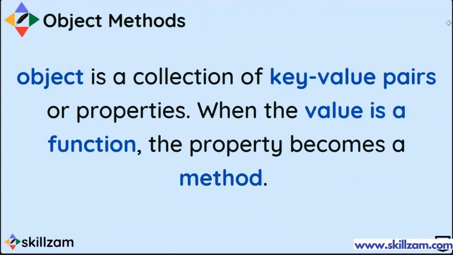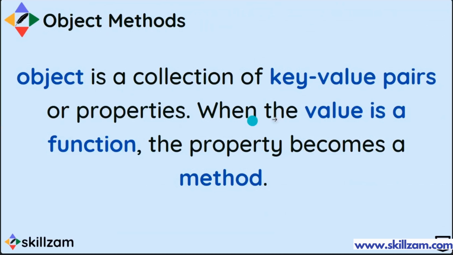So what are these object methods? Why do we need them, and what do we understand by them? Object methods are a collection. An object, as we have already seen, is a collection of key value pairs, or name value pairs, as we call it. And those key value pairs are called properties of an object.